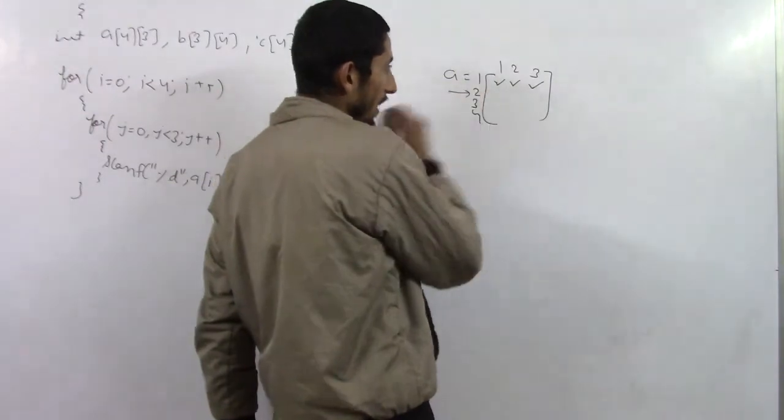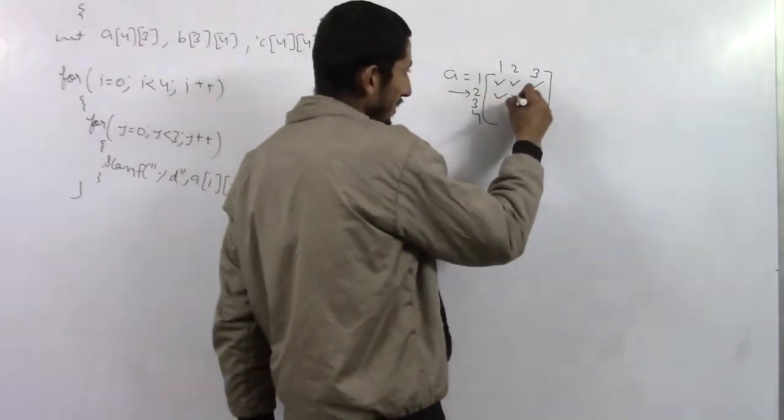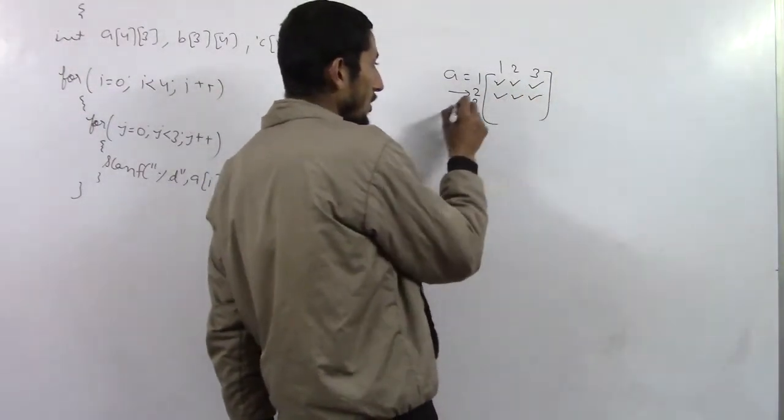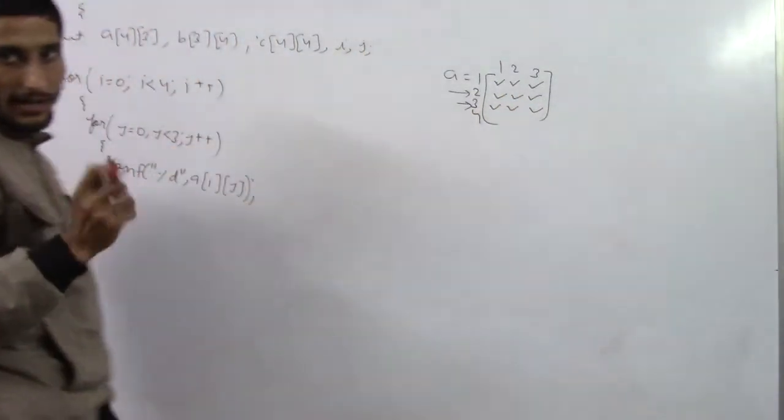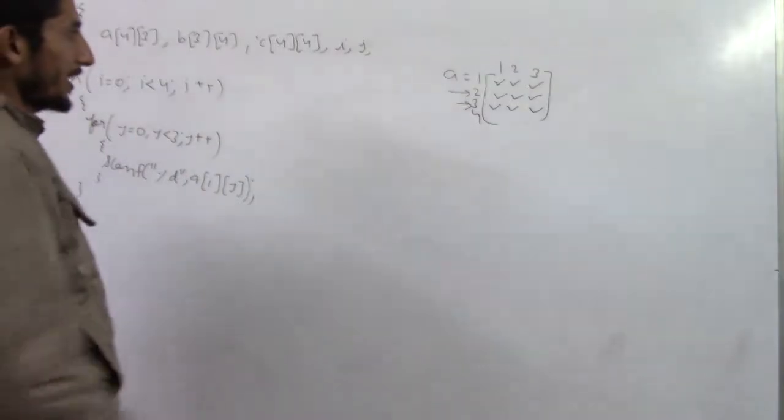Then the value of I becomes 2. It will fill this one and this one. Then the value of I becomes 3. It will fill this one and this one like this. So it will fill the array in this manner. So the A array has been filled.